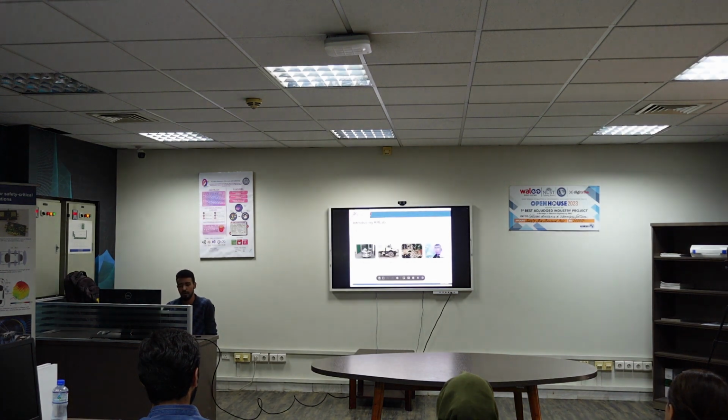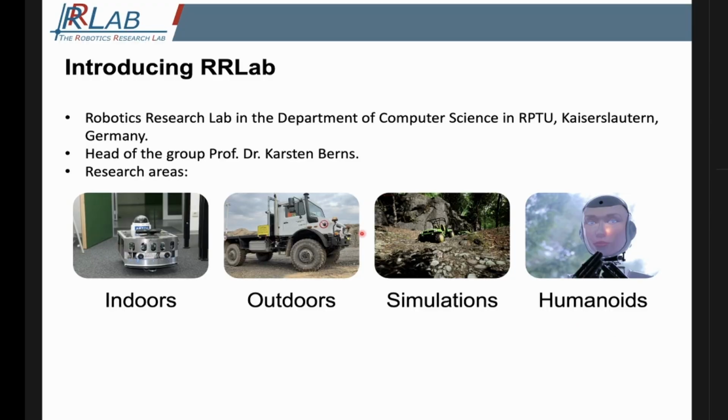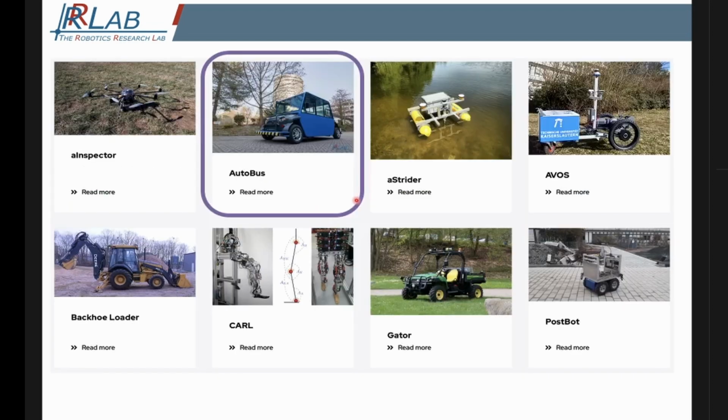So quickly I will introduce RRLab. It's a robotics research lab at the University of RPTU in Kaiserslautern in Germany. The head of the group is Professor Dr. Karsten Berns. He'll also be giving a talk today and a presentation tomorrow. The focus of our research is on indoor and outdoor robotics, simulations, and humanoid robots. Here you can see some of the robots we are working on in the lab.